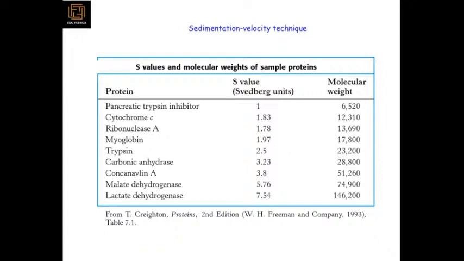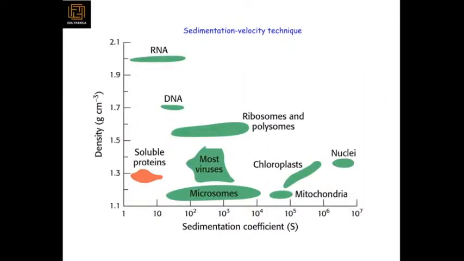These are some of the protein molecules with their respective Svedberg units and their molecular weights that you can find out in your reactions. Further, as I said, their sedimentation coefficient is directly proportional to the density. So here you can see various molecules like microsomes, mitochondria, chloroplast placed as per the graph.